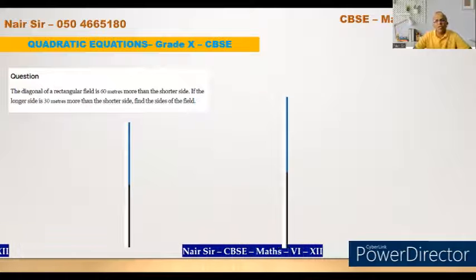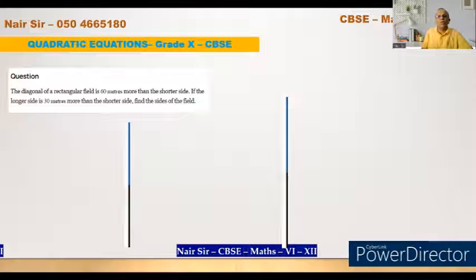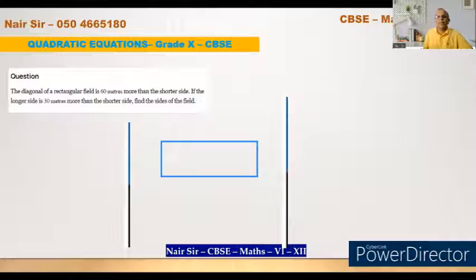देखो क्वेश्चन देखो और ड्राइंग बनाओ यार, सिंपल है। ये है तुम्हारा रेक्टेंगुलर फील्ड और ये है तुम्हारा डायगोनल। Now what they are trying to tell you is that this is the shorter side. The diagonal of a rectangular field is 60 more than the shorter side. अगर ये x है तो ये 60 plus x होएगा, diagonal है। And if the longer side is 30 meter more, x plus 30.